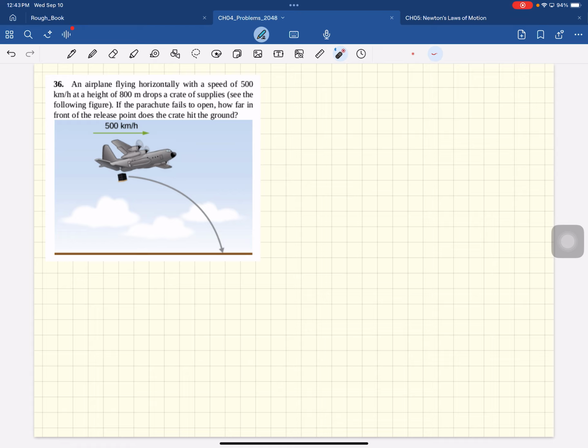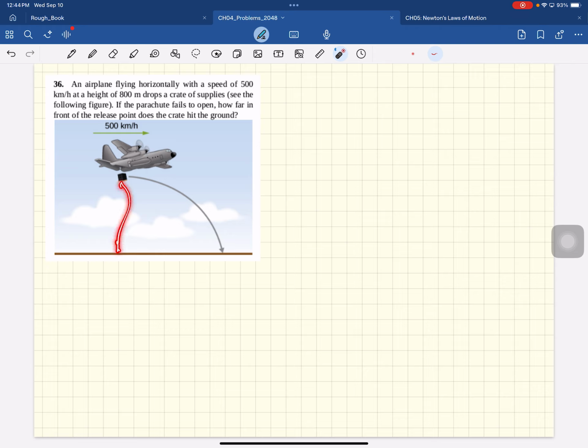So this problem says an airplane flying horizontally with a speed of 500 kilometers per hour at a height of 800 meters drops a crate of supplies. If the parachute fails to open, how far in front of the release point does the crate hit the ground? Just like the last problem, where the height was 1 meter, now we've gone a little higher, 800 meters.